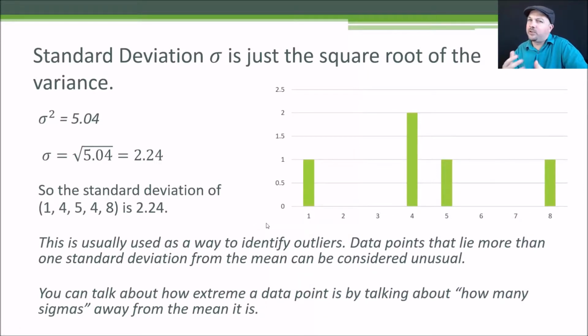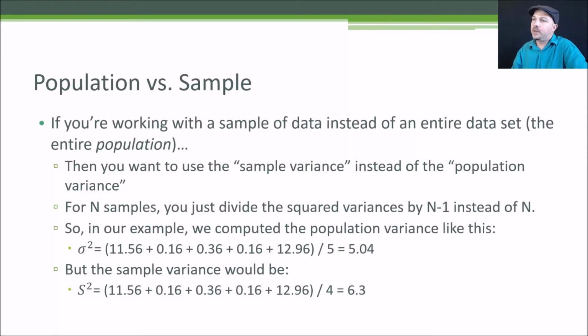Now there is still a judgment call as to what you consider an outlier in terms of how many standard deviations. So you can generally talk about how much of an outlier a data point is by how many standard deviations from the mean it is. So that's something you'll see standard deviation used for in the real world. There is a little nuance to standard deviation and variance, and that's when you're talking about population versus sample variance. Okay, just one little minor difference.